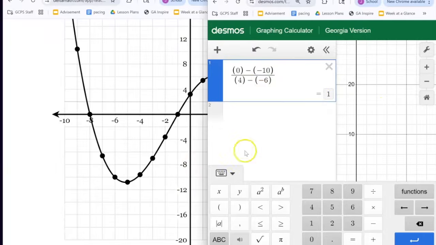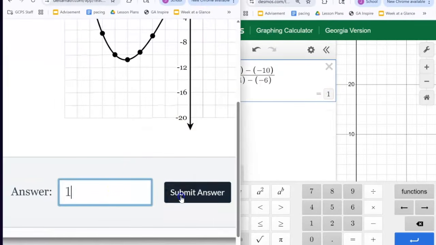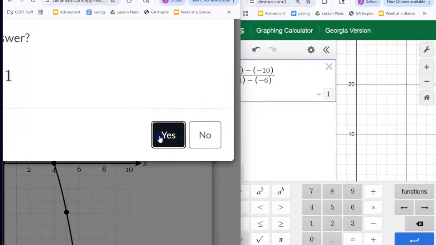If it's a whole number, I'm good. I just put in the whole number. But if it's not, hit the fraction bar and put that in. All right, and that's how you do average rate of change.